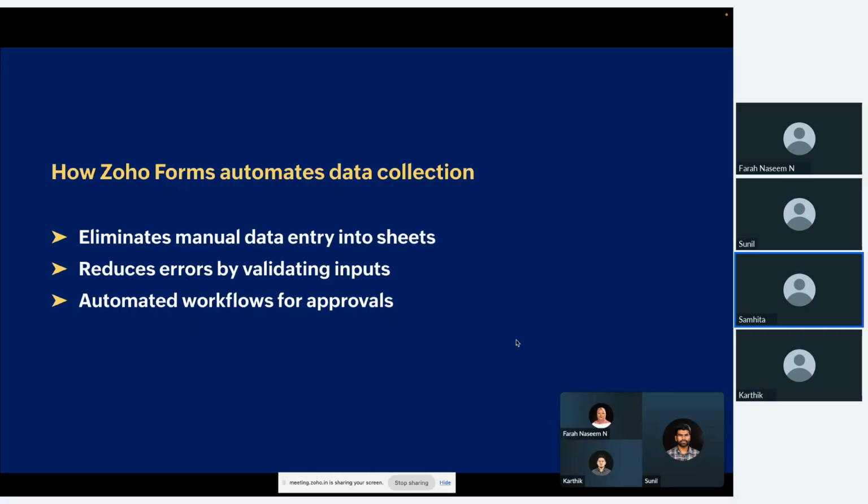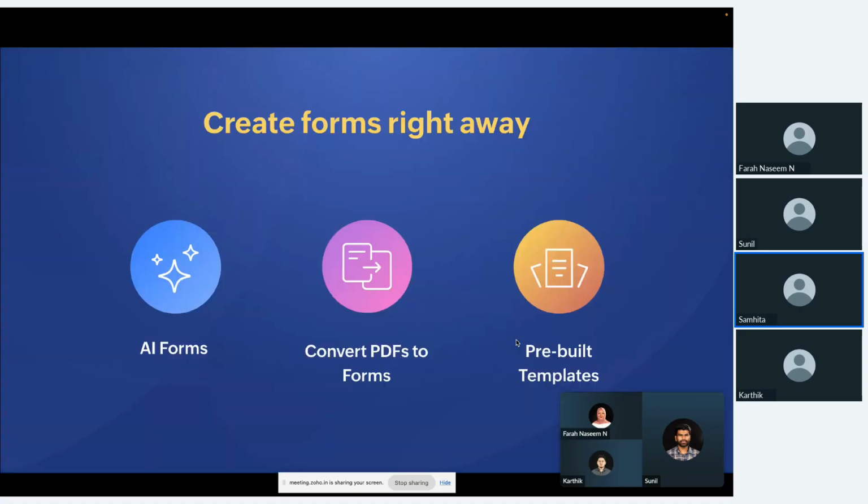So you have built-in validation rules for this, like mandatory fields, email format checks, and number restrictions that help you reduce errors so that you get clean and consistent data every time. You can get started very quickly with Zoho Forms. The form creation process is very simple to build a fully functional form. You have three quick ways to start instead of building your form from scratch.